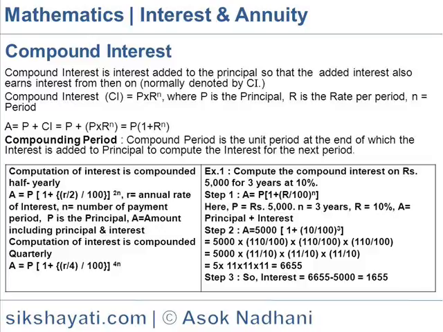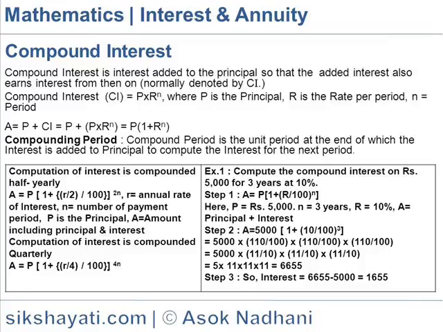Computation of interest compounded half yearly. A is equal to P into (1 plus (R by 2) by 100) to the power 2n, where R is equal to the annual rate of interest, and n is equal to the number of payment periods. Computation of interest compounded quarterly. Here A is equal to P into (1 plus (R by 4) by 100) to the power 4n, where P is the principal amount and A is the amount including interest and principal.